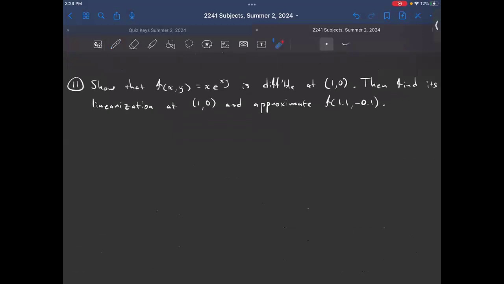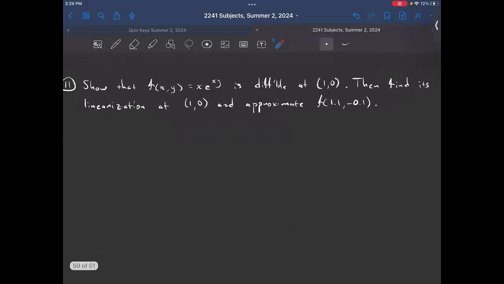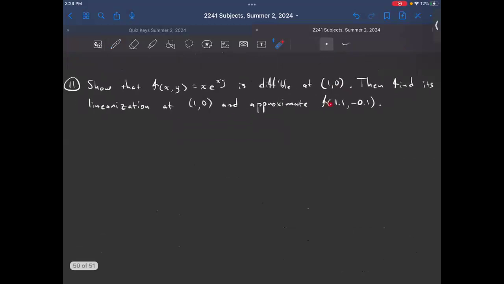It says, show that f of x, y equals x e to the xy is differentiable at (1, 0). Then find its linearization at (1, 0) and approximate this value, where you plug in some slightly different numbers. Okay. So to start, we want to get our derivative here. So we'll try to take the derivative of this thing and see, all right, does this thing look continuous?